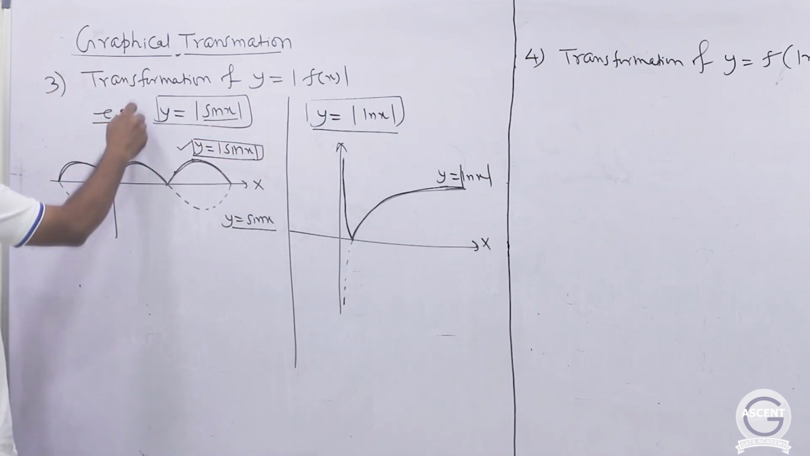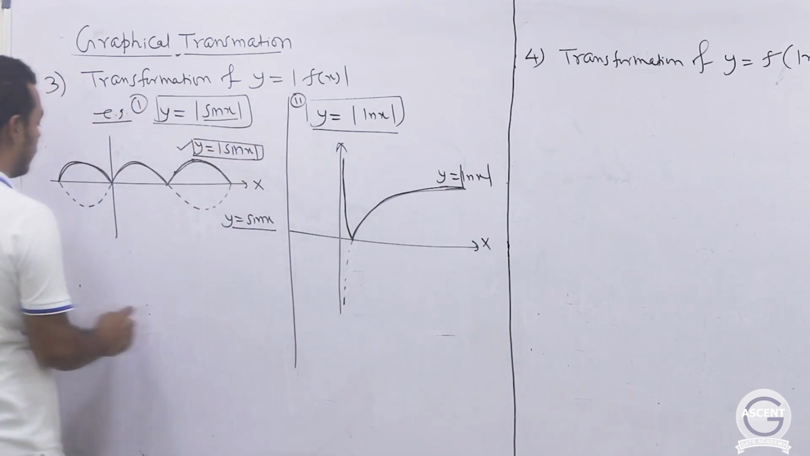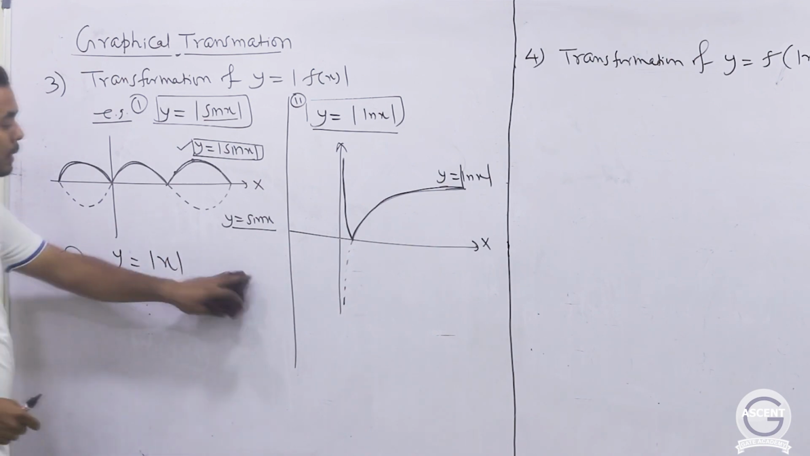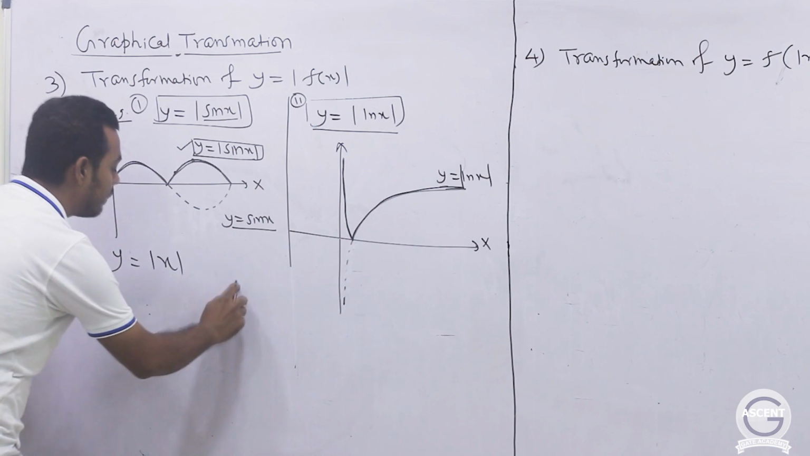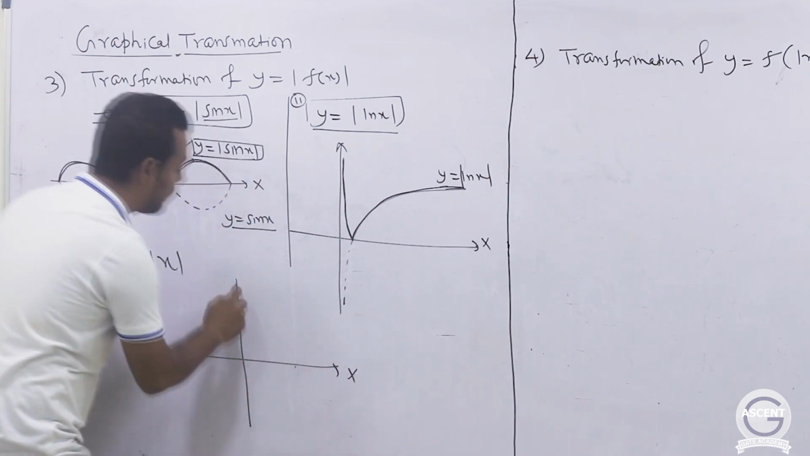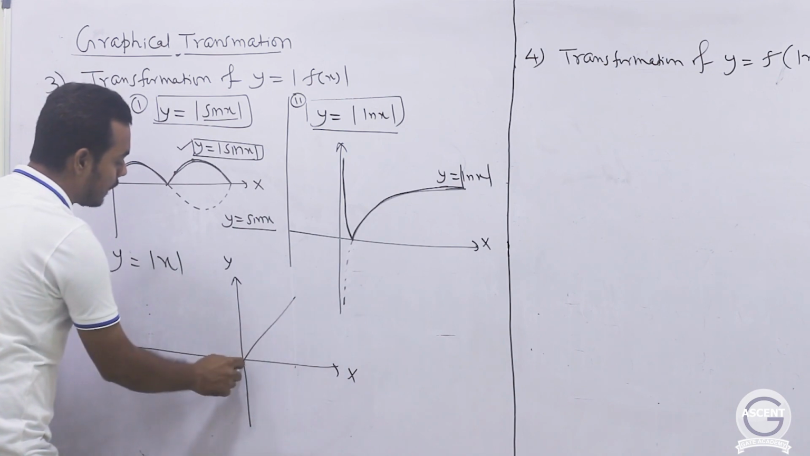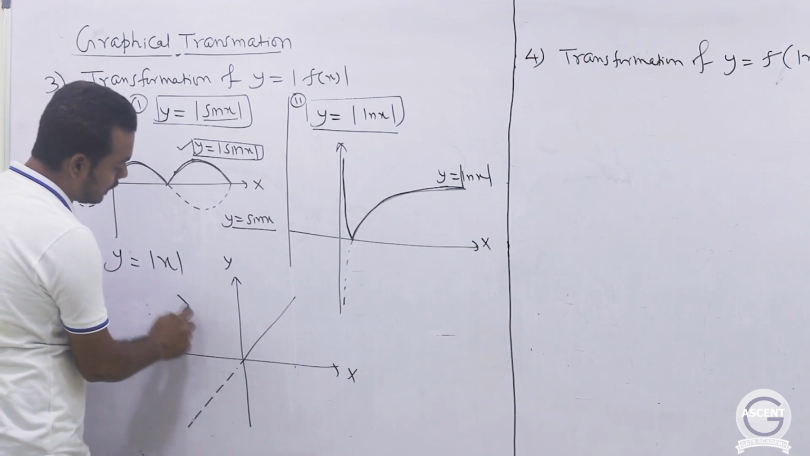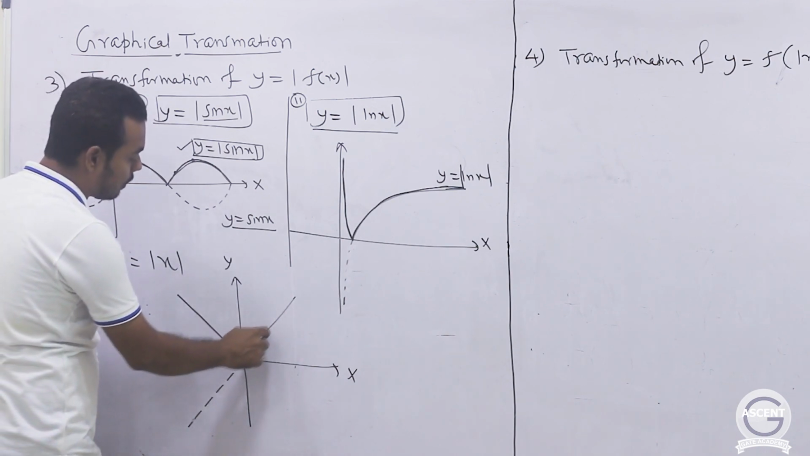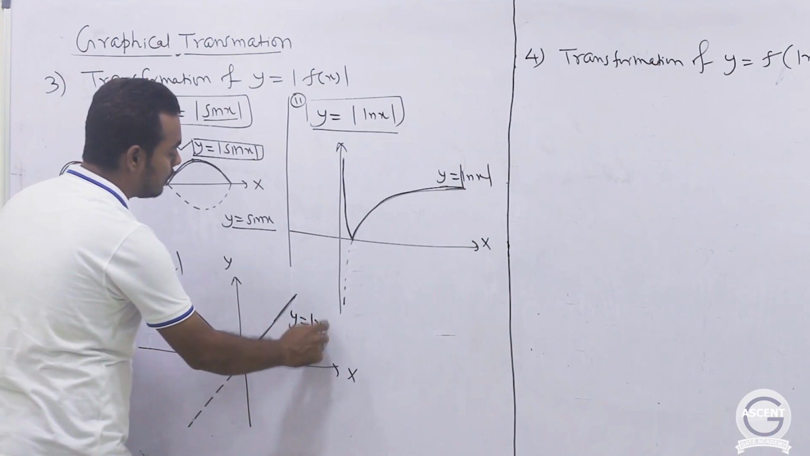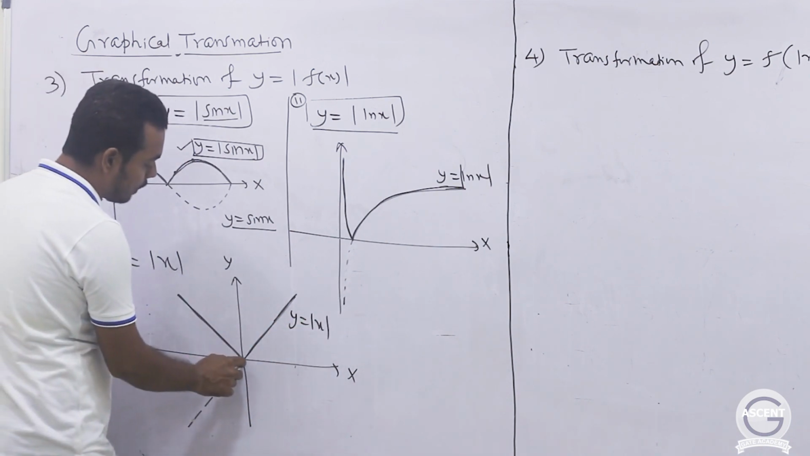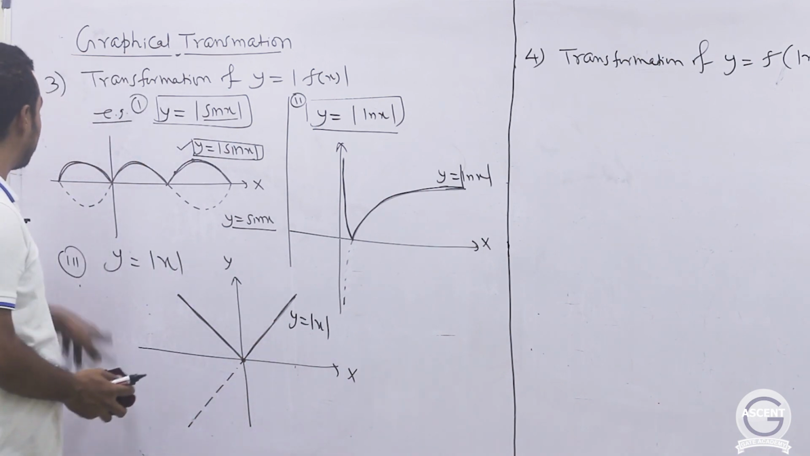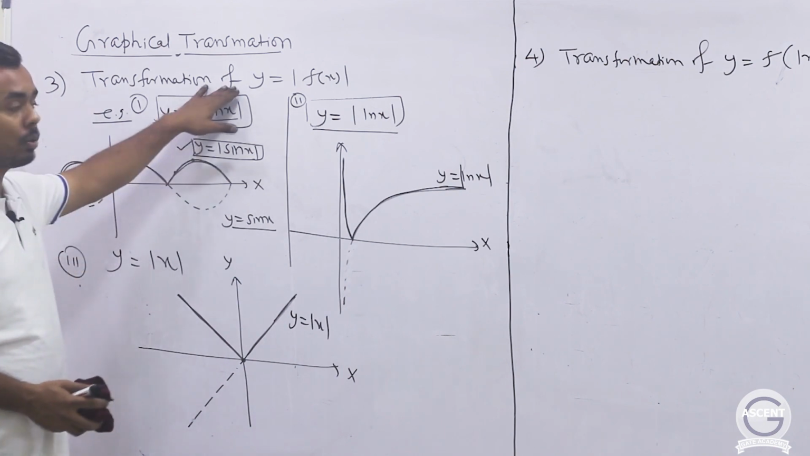Another example that you can think of, this was our first example, and the third one is very standard, one that you already know: the graph of the function mod x. Now, by applying the concept that we have learned just now, what should be our first step? Draw this line y equals x. Then erase the portion of the graph which is below the x-axis. Take its image in the x-axis. So this will give us the graph of y equals mod x, and this we already knew, right? This is our graph of y equals mod x, a V-shaped curve starting from the origin. So in this way you can do this transformation.